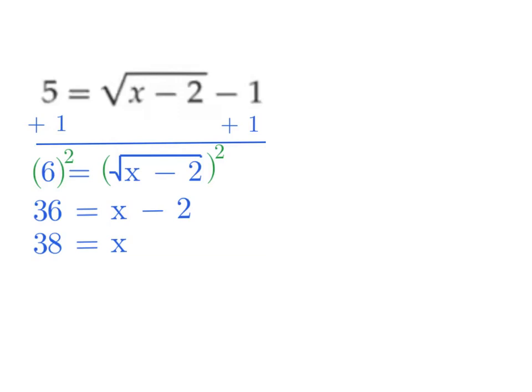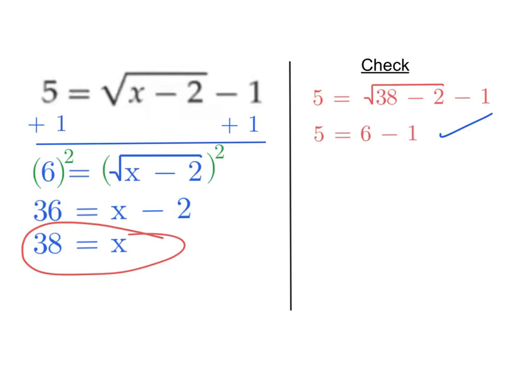Okay, what else do I have to do? Check it. Now when you check, here's what's really important. You have to check in the original equation. So the very top equation is what I have to use, where I plug 38 in for x. I skip some steps, but we notice that 38 minus 2 is 36. What is the square root of 36? 6. We're good.